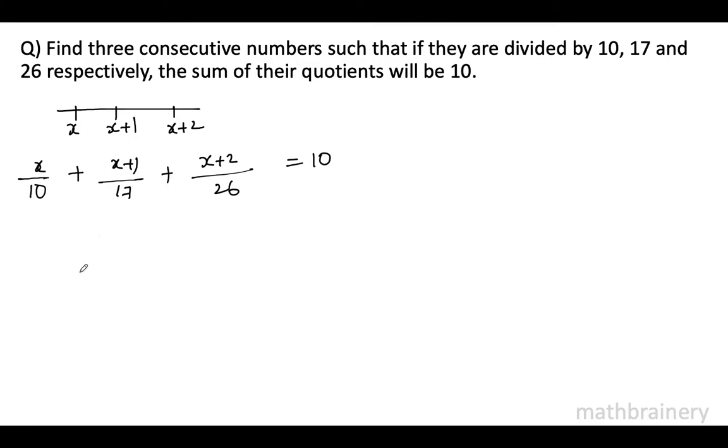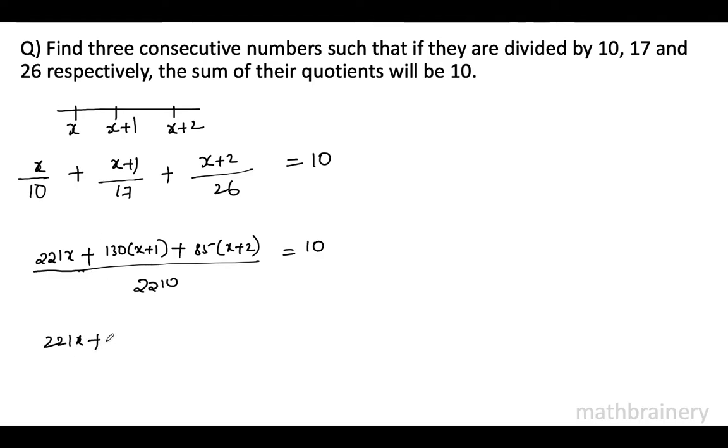So let's simplify this. Let's take LCM of this. You get 2210. This is 221x plus 17 into 130 into x plus 1 plus 26 into 85 into x plus 2 is equal to 10. Let's simplify the numerator. You get 221x plus 130x plus 130 plus 85x plus 170 divided by 2210 is equal to 10.